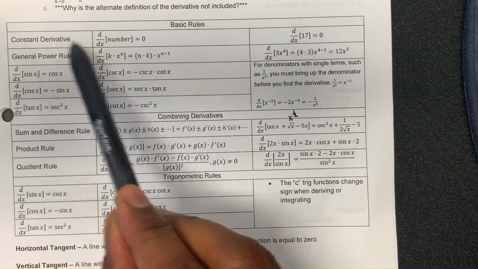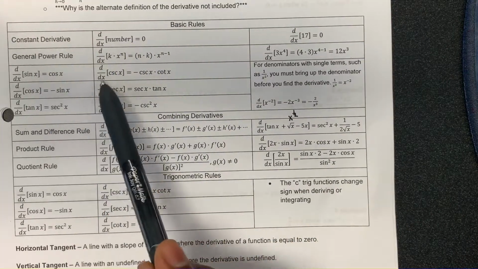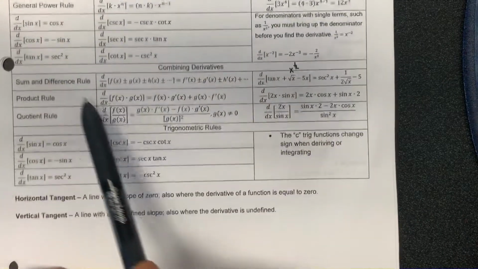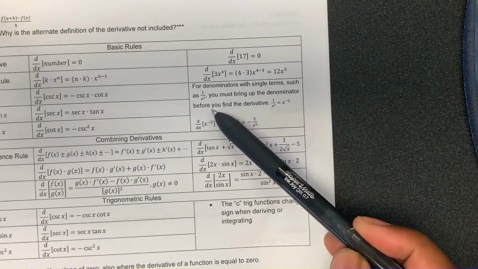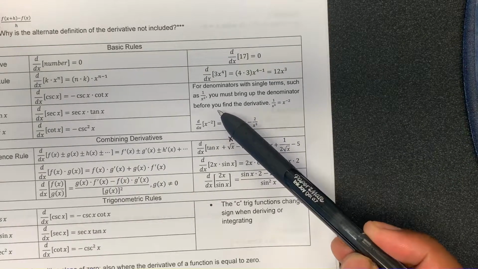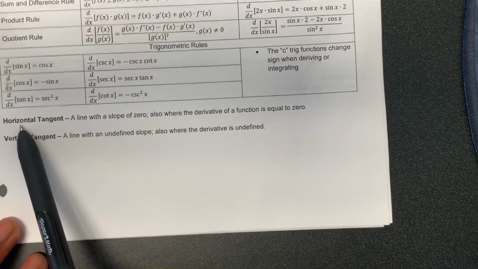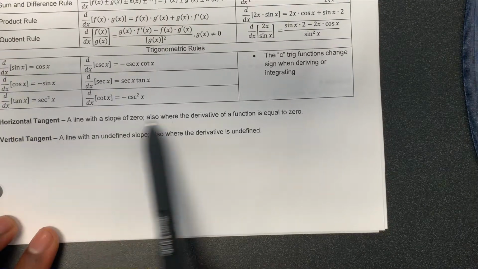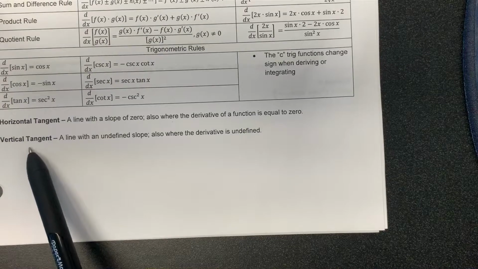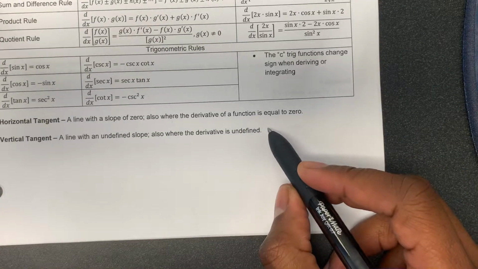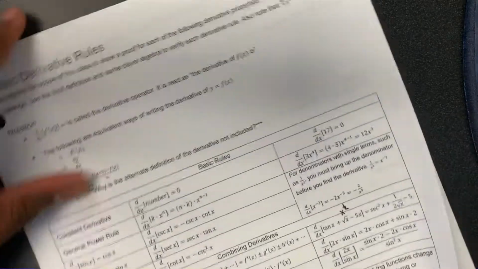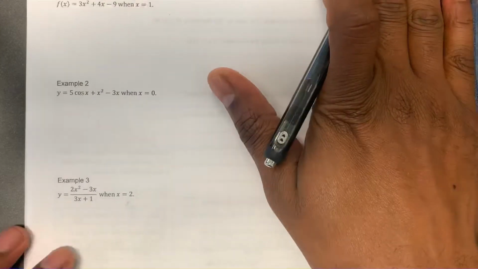We have the constant multiple rule, the general power rule, the derivatives of all the trig functions, adding and subtracting derivatives, the product rule, and the quotient rule. And we have something for if we have variables in the denominator. At the bottom, we have a horizontal tangent is when the derivative is equal to 0. And we have a vertical tangent, which is when the derivative is undefined, which implies that we have a rational function. We are going to just start with the guided practice in the notes.